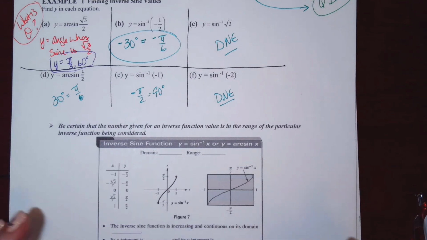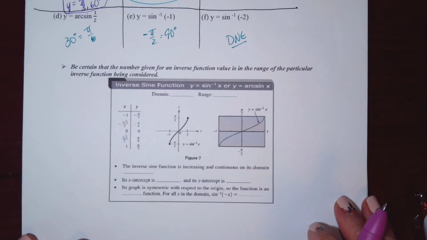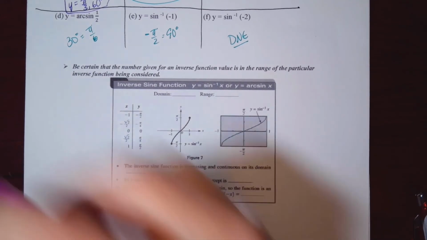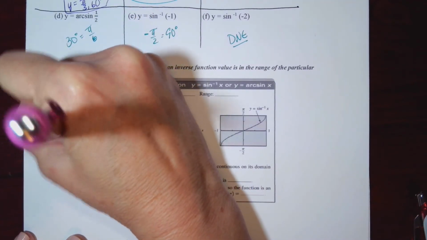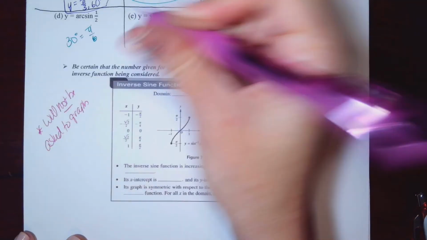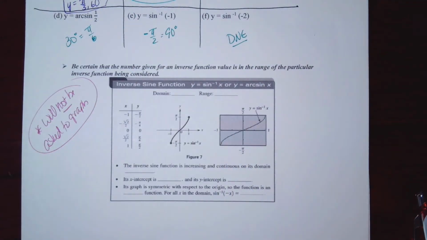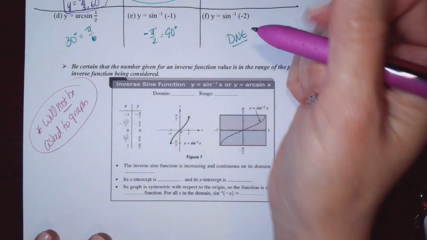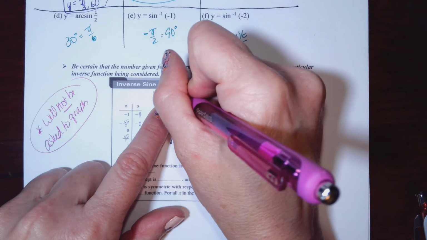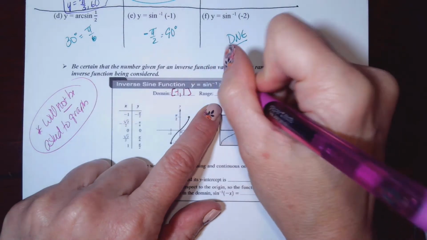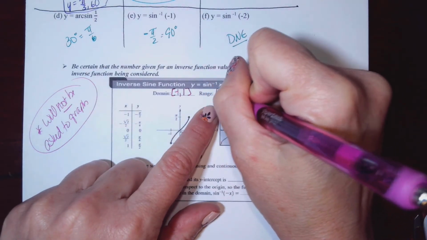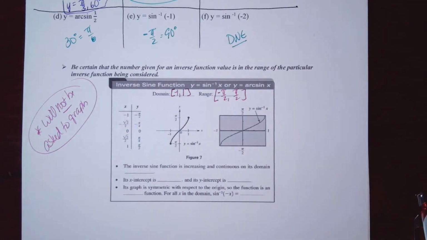Okay, now we're going to take a look at this graph for sine inverse, but remember you will not be asked to graph any of our inverse functions. We just look at it because it's a good idea to know what these things look like. First, we have to be certain that the number given will be in the range of the particular inverse function being considered. For my sine inverse, the domain is the sine function value -1 to 1. The range is that agreed upon convention from -pi/2 to positive pi/2.